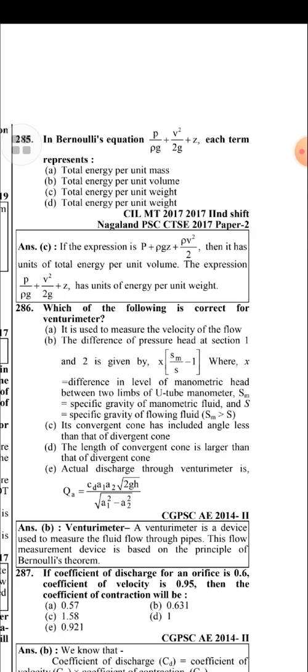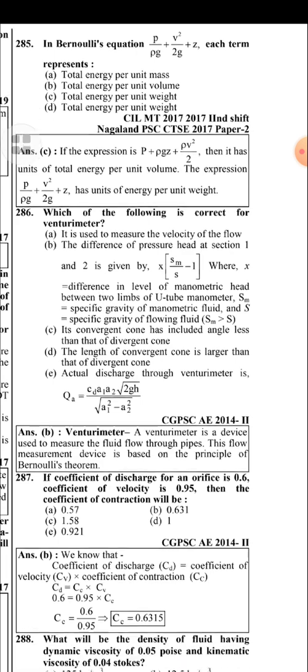Which of the following is correct for the Venturi meter? The difference of pressure head at sections 1 and 2 is given by x into (Sm by S minus 1), where x is the difference in level of manometric fluid between the two limbs of the U-tube manometer, Sm is the specific gravity of manometric fluid and S is the specific gravity of the flowing fluid. Sm is greater than S. A Venturi meter is a device used to measure the fluid flow through a pipe. This flow measurement device is based on the principle of Bernoulli's theorem.